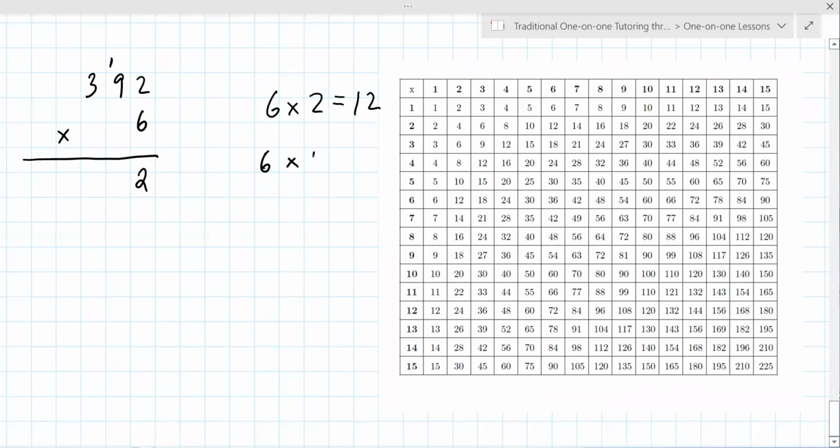Now it's 6 times 9. What is 6 times 9? 45. Wait, right, 54. And then you add the carry, 55. So the 5 goes below because you multiplied 6 times 9. And then the other 5 for the carry goes above the 3.